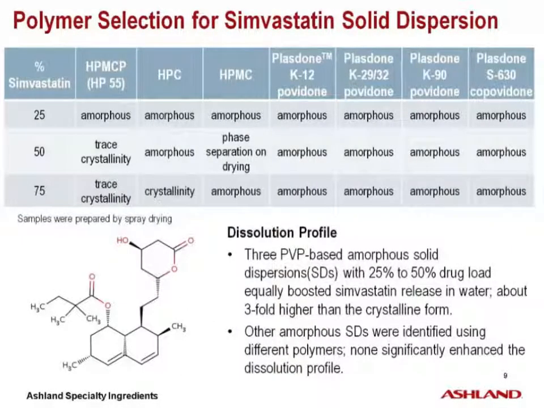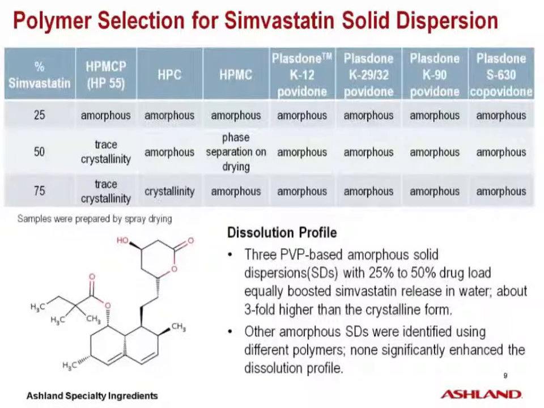Here is a case study to demonstrate how polymer selection will impact the performance of Simvastatin solid dispersion. Solid dispersions at 25, 50, and 75% drug load were prepared with HPMCP, HPC, HPMC, different grades of Povidone, and Copovidone. As illustrated in this table, after spray drying, all of the Povidone or Copovidone solid dispersions are amorphous. Whereas, when cellulosic polymers were used, trace crystallinity or phase separation was observed at 50% drug load.